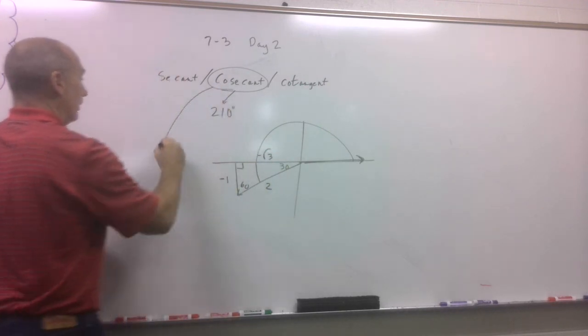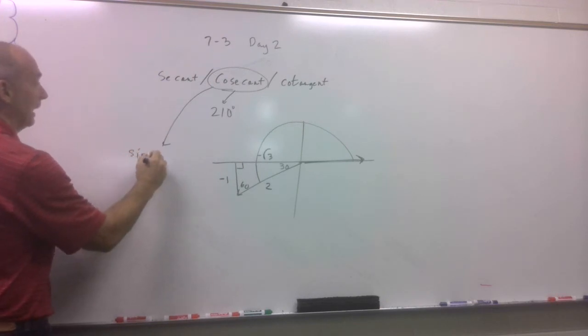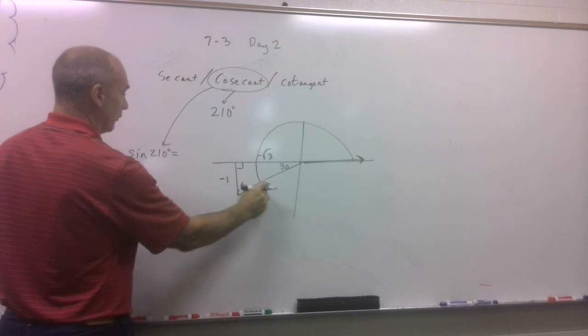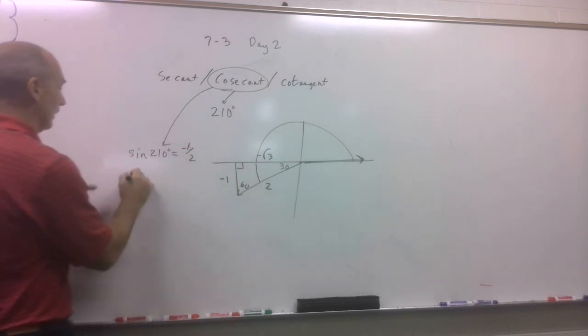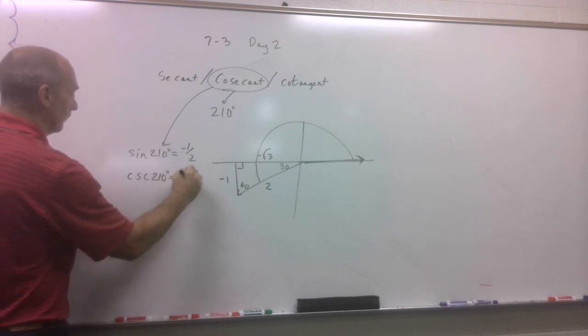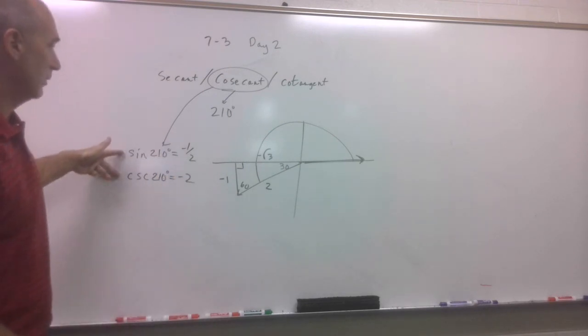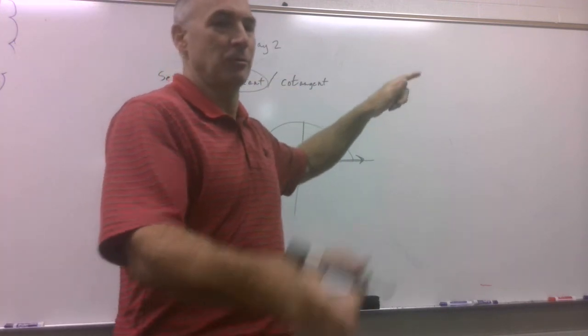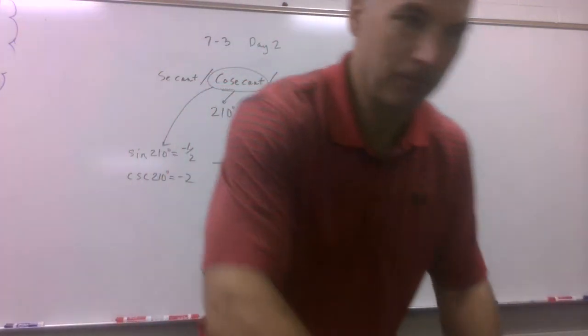Now what is cosecant the reciprocal of? Sine. So I'm going to find sine of 210, watch this. Opposite over hypotenuse. But then if I remember cosecant is just the reciprocal of sine, I can flip it and be done. So that's what you're going to do. When you get presented with these, find its reciprocal function, then flip it.